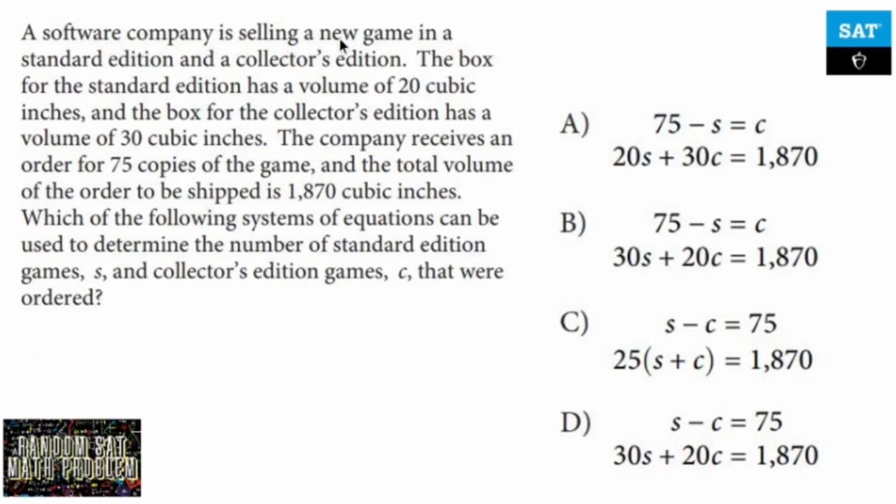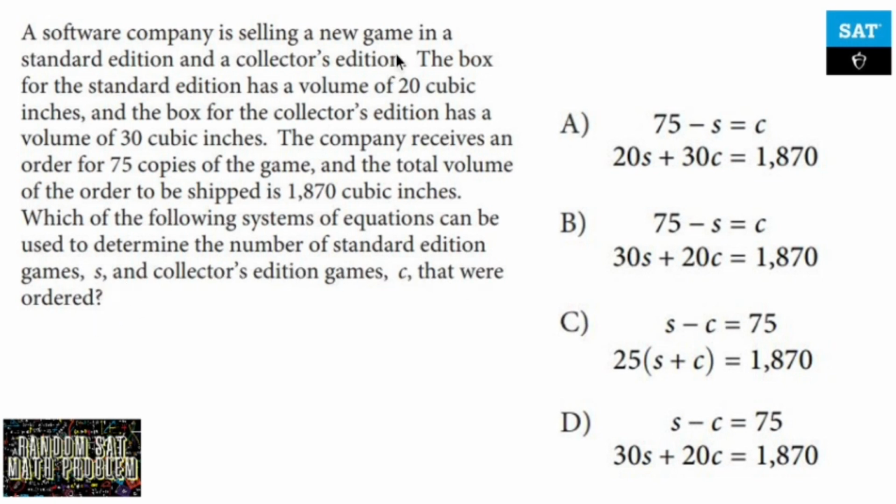A software company is selling a new game in a standard edition and a collector's edition. The box for the standard edition has a volume of 20 cubic inches. And the box for the collector's edition has a volume of 30 cubic inches. The company receives an order for 75 copies of the game, and the total volume of the order to be shipped is 1,870 cubic inches. All right. Which of the following systems of equations can be used to determine the number of standard edition games S and the collector's edition games C that were ordered?